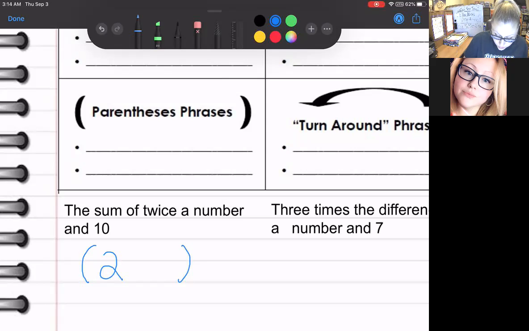So I'm going to say 2x. 2 is touching x. 2 is x's coefficient, x is the variable. And then it says "and 10." So that means and 10. I know, but that's what it is. That's the sum of twice a number and 10. That's it.